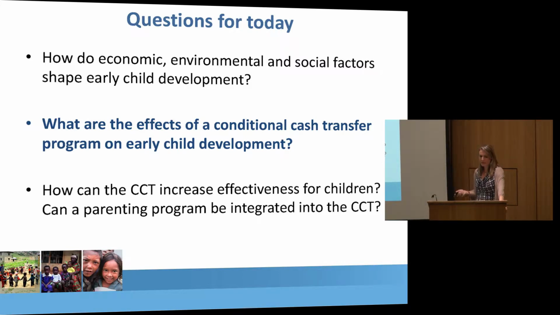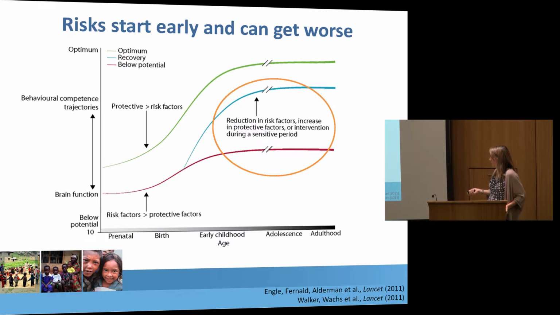In terms of a theoretic framework for this question, we developed this model that we used in the Lancet series, which again has time on the x-axis, and thinking about trajectories, that our ideal trajectory is this green one with protective outweighing risk factors. And the adverse trajectory is when risk factors outweigh the protective factors. But our opportunity is when we can shift this trajectory from the red up to the green by having a reduction in risk factors or an increase in protective factors or some kind of intervention during a sensitive period.